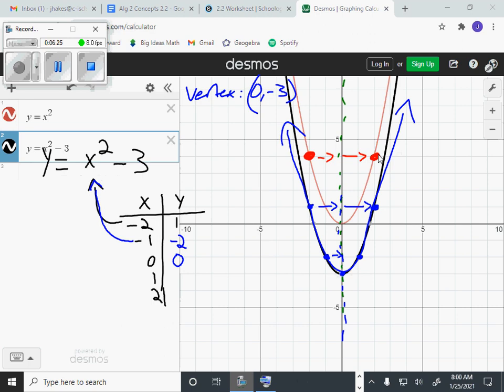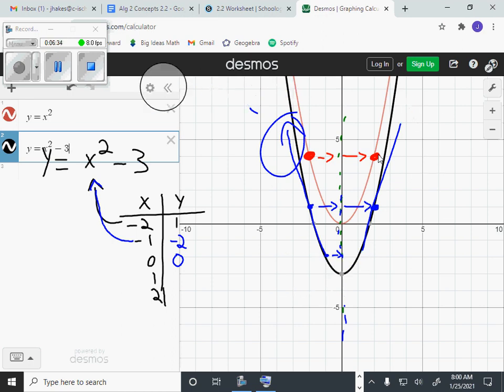Okay, and it's that black line. I got a little wayward right here. That's fine. As long as you have these points down here and you can graph through those points, that's all I really care about.